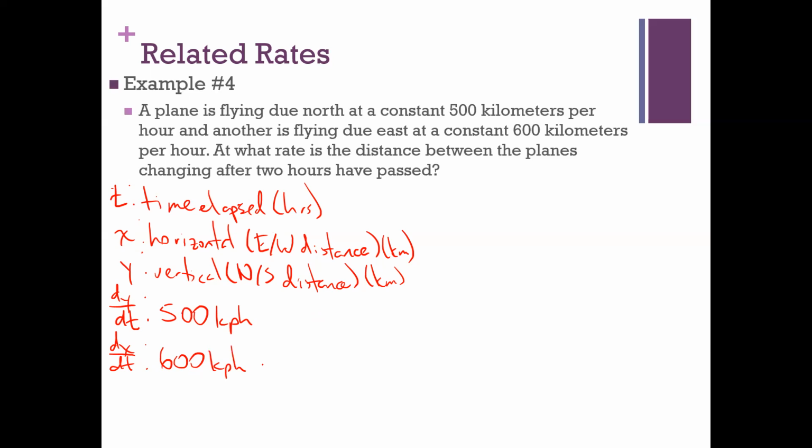Okay. All right. Let's keep going. So that's got a good list of static variables. We know a couple of constant rates. What else are we trying to find out? The distance in between them. Okay, the distance in between them.